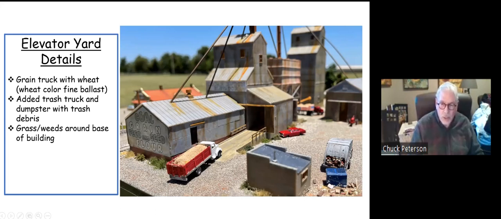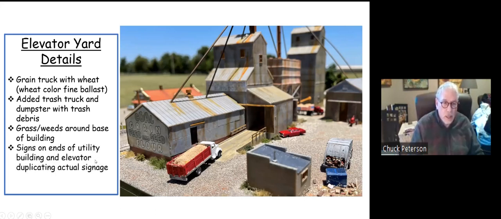Again, more grass and weeds around the base of the buildings. The signs that you see on the end of the utility building, this is a duplication of the signs that are actually on the Oscar Eaton elevator. There's another sign right up here. It's hard to see. Another picture will show it a little bit better. But again, you got these metal fixtures here where the chutes come into the building, and the air vent here on top. You might have seen it get rusted, so there's some rust that's streaking down the sides of these buildings.